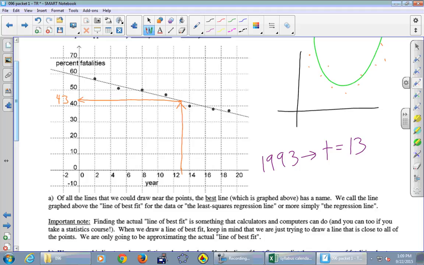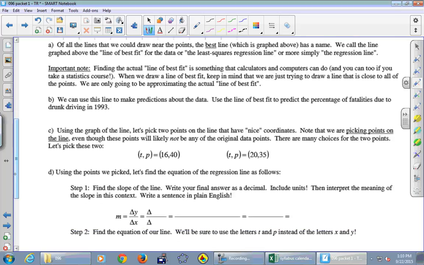Did we have data in the table for 1993? No, 1993 is not in the table. So we are getting new information. It's not perfect, it's not exact, but we didn't have an exact number anyway. So this is our best guess using the best fit line. I'll call it 43. Use a line to predict the percent, so we'll say about 43%. Okay, so that's how we use the line of best fit, just looking at it graphically. Again, lots of estimating, which means there's a range of full credit answers.